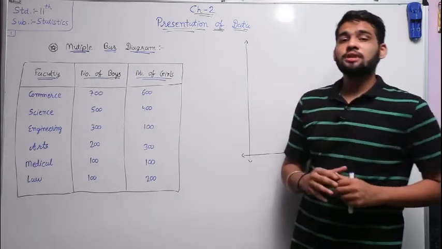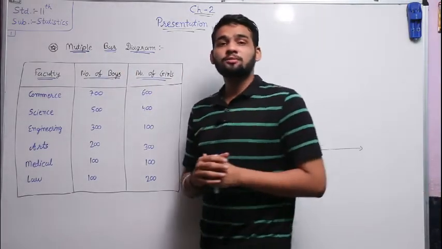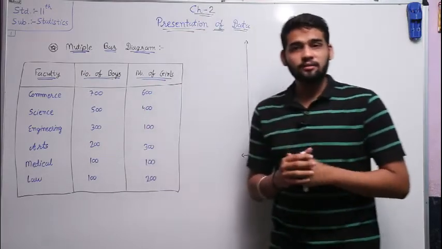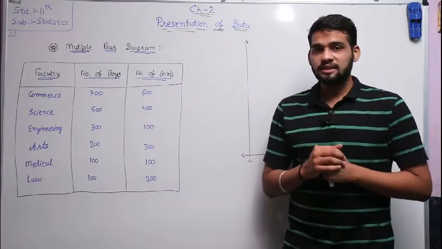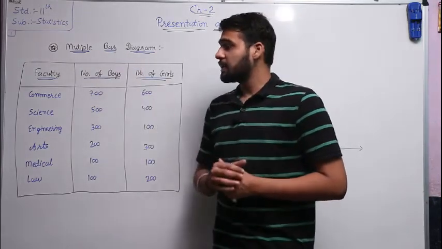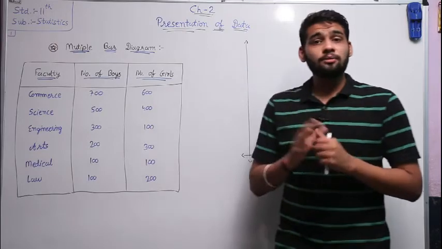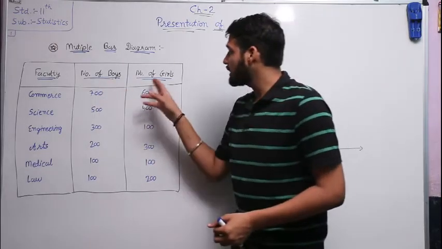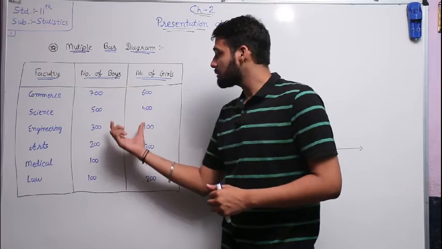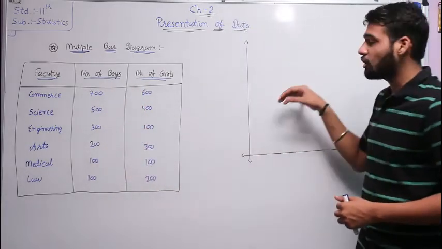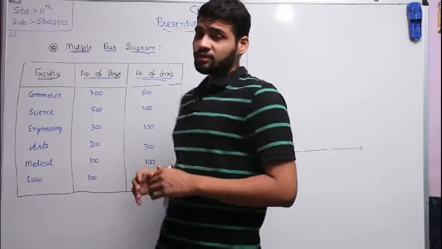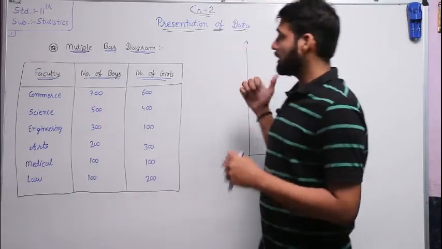Students, what is the difference between a simple bar diagram and a multiple bar diagram? In a simple bar diagram we have only one type of information represented on the graph, but in a multiple bar diagram we have more than one type of information, like number of boys and number of girls. We have two types of columns, and these two types of columns we represent on this diagram. So let me draw the multiple bar diagram.